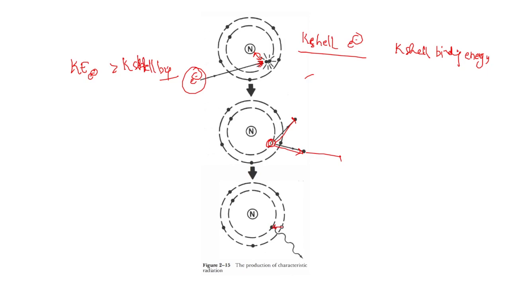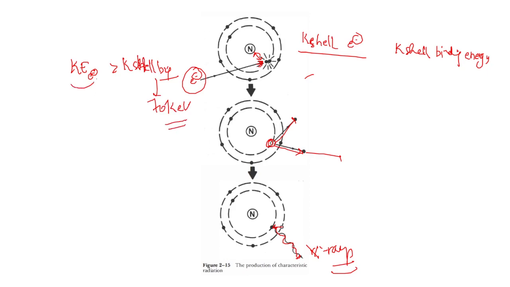So when an outer shell electron occupies an inner shell vacancy, the energy is emitted as X-rays. Through this ejection, X-rays are produced. The binding energy of an electron in the K shell is around 70 kilo electron volts.